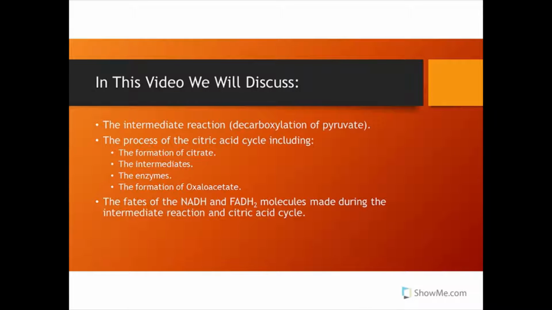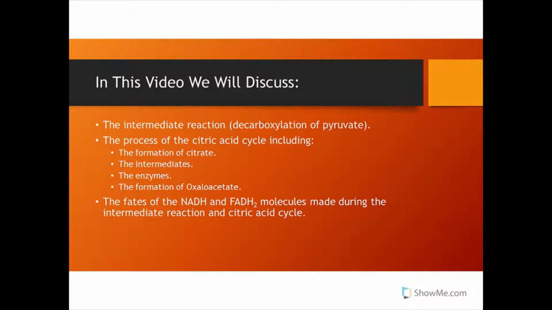So what we want to talk about is first our intermediate reaction. We also call this the decarboxylation of pyruvate. In the last video I discussed how pyruvate is produced. Then we're going to discuss the processes of the citric acid cycle. We'll look at how we form citrate.